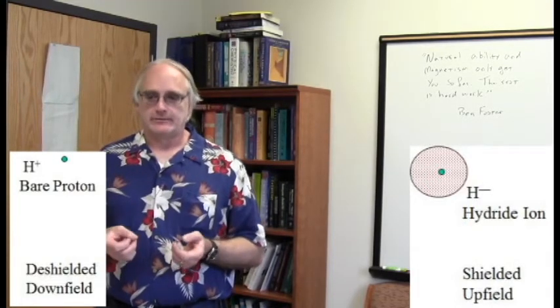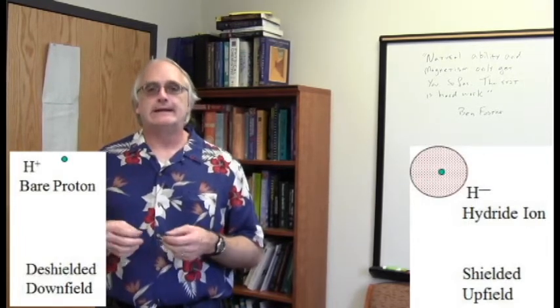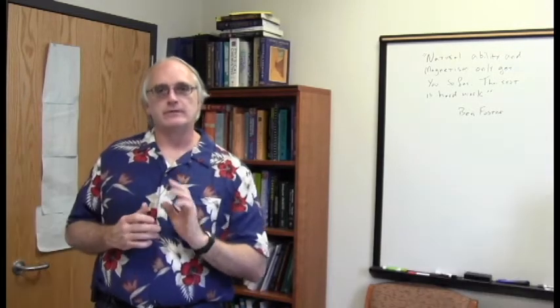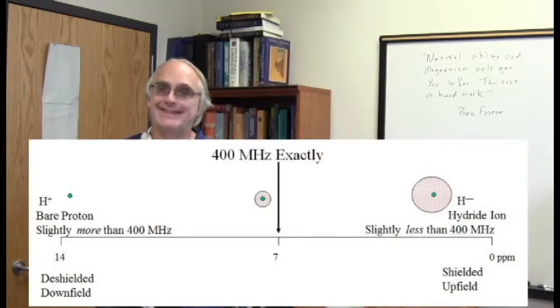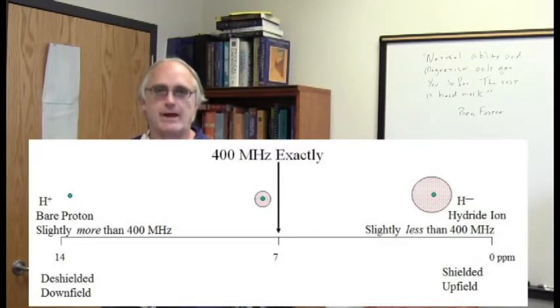This graphic tries to give a feel to that. It's slightly simplistic, but it captures the basic idea. Imagine, if you will, in the very middle of your spectrum on our instrument, that would be exactly 400.000 megahertz. That's where a nucleus will change its orientation in the external magnetic field. On one side, you have the highly de-shielded bare proton. On the other, the highly shielded hydride ion.